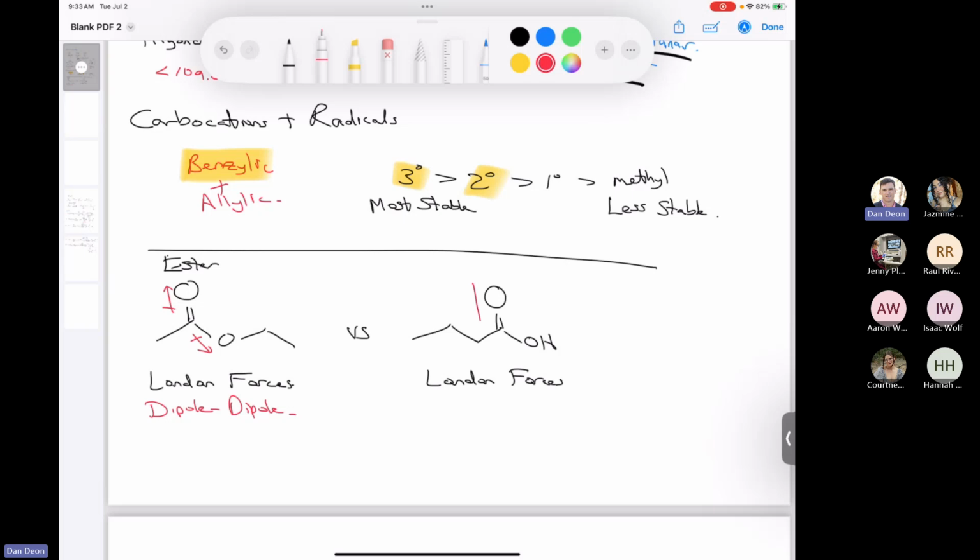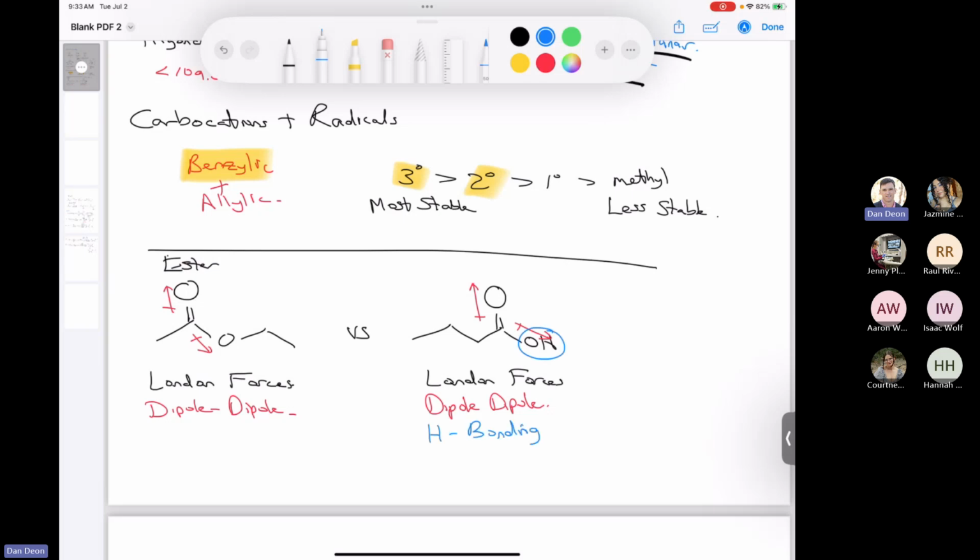And then if you look at the carboxylic acid, it has dipole-dipole forces as well. And then as far as hydrogen bonding goes, could anybody answer this? Does the ester have hydrogen bonding? If I had a pure sample of the ester, would it have hydrogen bonding? No, absolutely not. So no hydrogen bonding, so I won't even write it in here. But in the carboxylic acid, yes, we have hydrogen bonding.